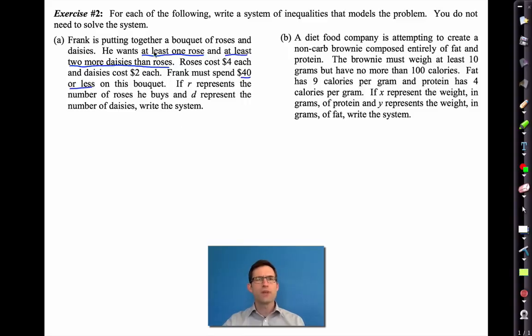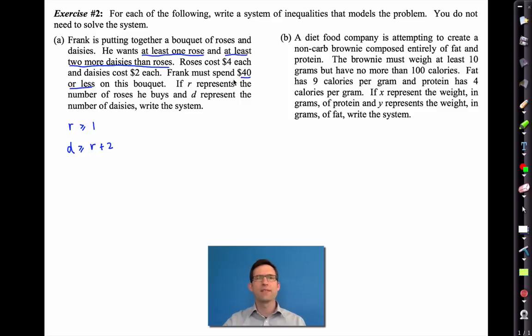Well, let's try to convert that. At least one rose, that's pretty easy. So the number of roses R must be greater than or equal to 1. He wants at least two more daisies than roses. So the number of daisies is going to be greater than or equal to the number of roses plus 2. Two more daisies than roses: take the roses, add 2, get the daisies.